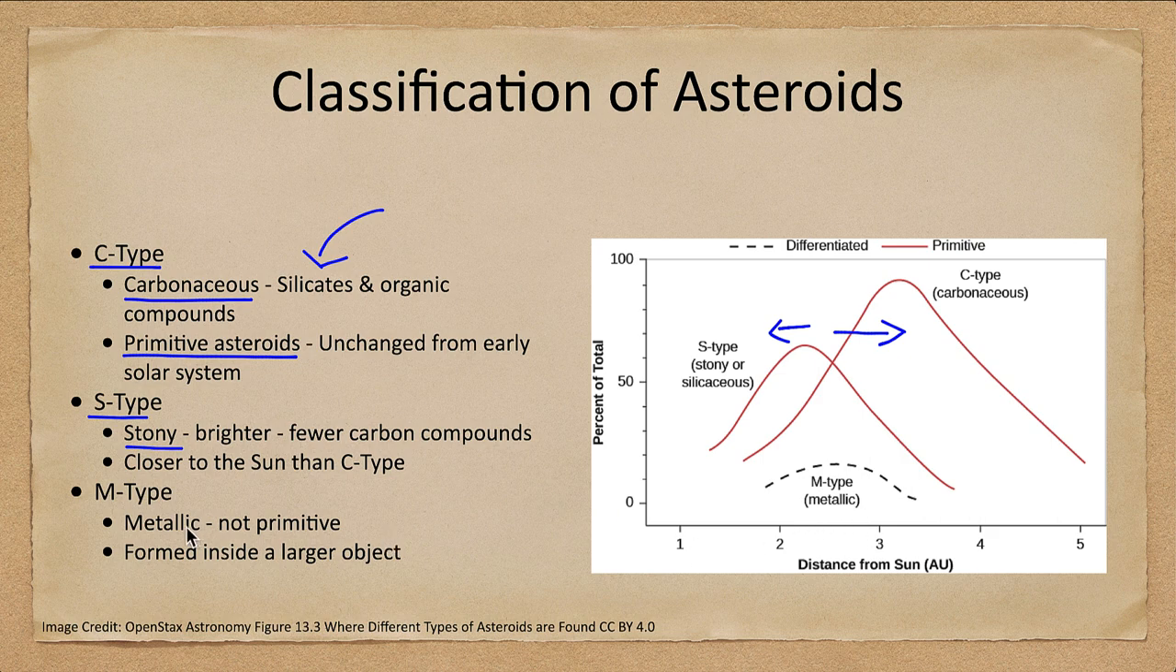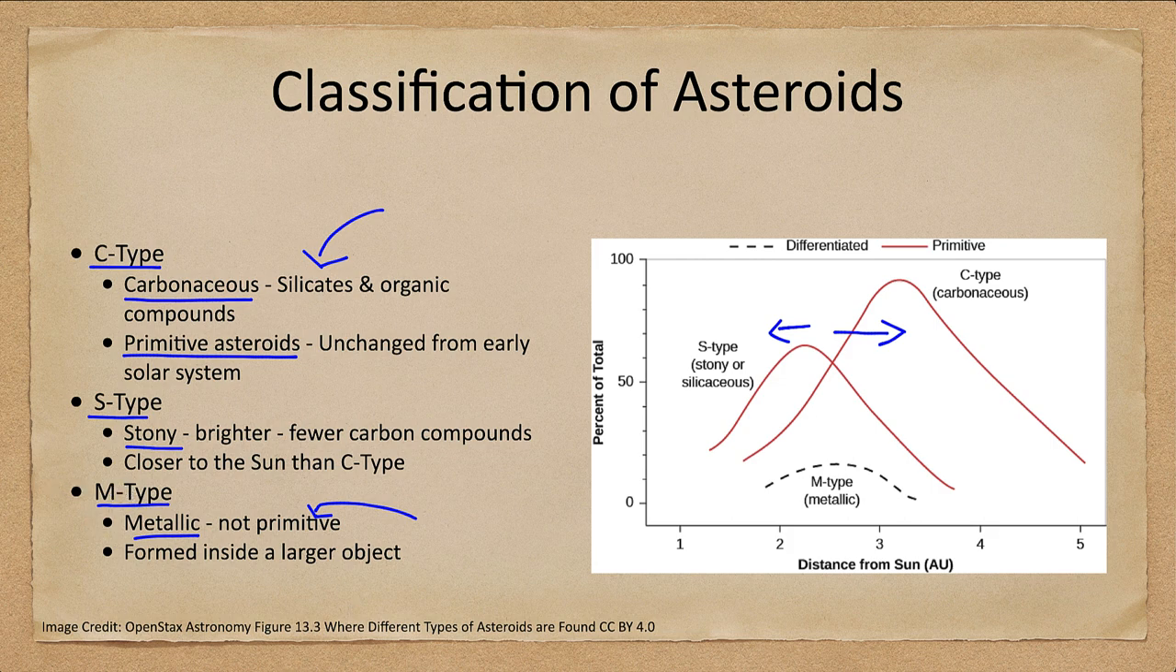And then we see the M type. The M type are metallic meteorites. These are definitely not primitive. These are ones that formed inside something larger. They had to form from metallic materials that differentiated inside a larger body.